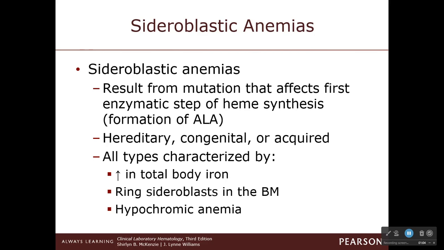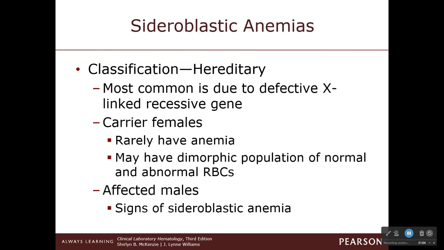Okay? And then you have a hypochromic anemia with these. Okay? Because we don't have any hemoglobin. Okay? All right. Hereditary. Most common is due to a defective X-linked recessive gene. So who's more affected by these?